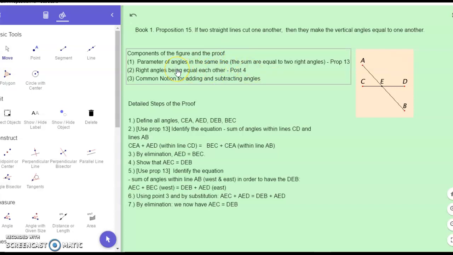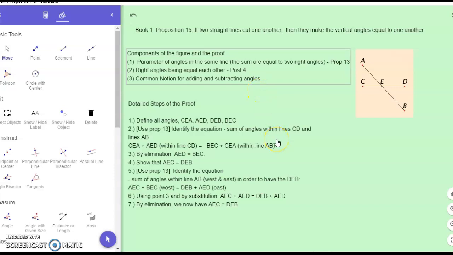The first one is guided by the parameter of angles in the same line. It states that the sum is equal to two right angles, and that is Proposition 13. We also have right angles being equal to each other at Postulate 4. And we also have a common notion for adding and subtracting angles.